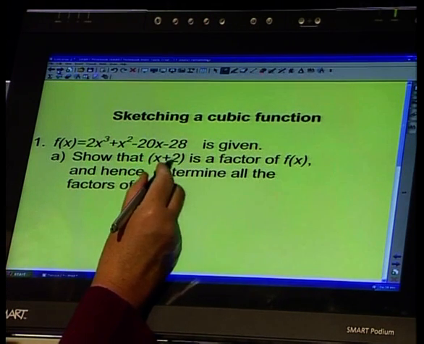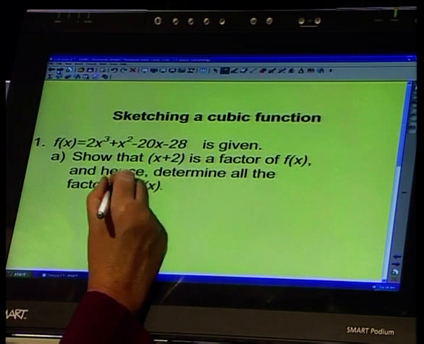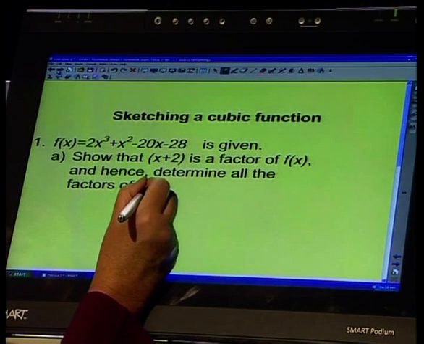They said x plus 2. So they say show that this is a factor of it and hence determine all the factors of f of x. So this time they're throwing you out of order. They're actually getting you to work out the third thing before you actually get to sketching. And that's fine. It's not a problem. We're just going to work according to what they've got planned for us. So let's have a look. How do we show that?